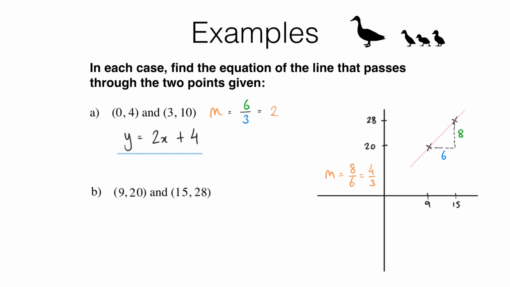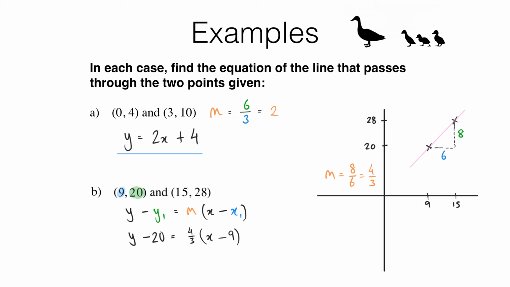We can now use the formula. Now for x1 and y1, it shouldn't matter whether we use (9, 20) or (15, 28). I'm just going to pick (9, 20) because those are smaller numbers to work with. So y1 would be 20, x1 would be 9. Substituting all of that in, I would get y minus 20 equals m, remember, which was 4/3, times x minus 9.